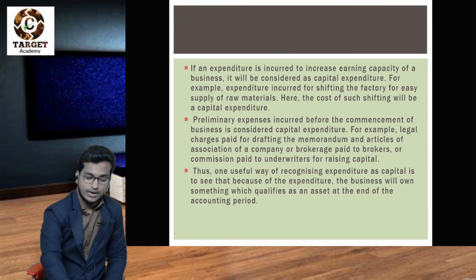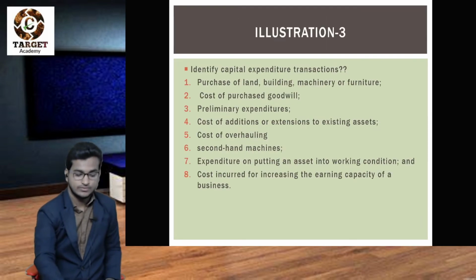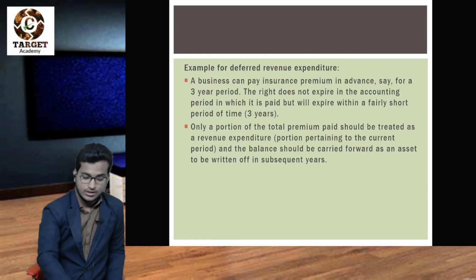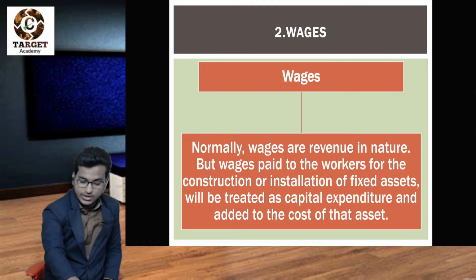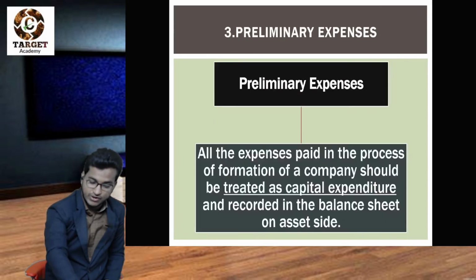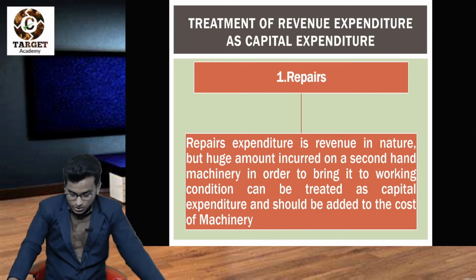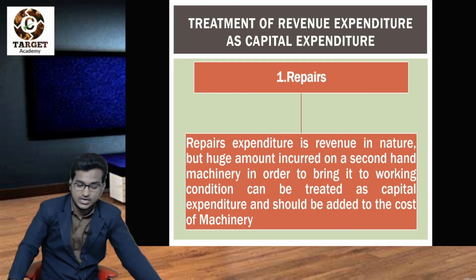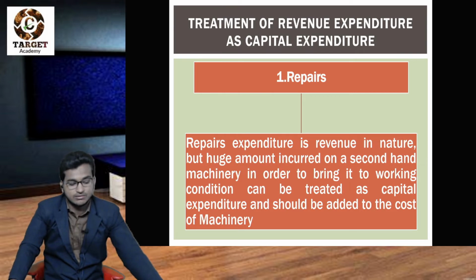Capital profit, capital loss, and revenue profit, revenue loss is over. Then repairs and wages and preliminary and brokerage, these 4 or 5 points are important. Please go through the total 5 concepts in a quick revision manner, very quick manner.